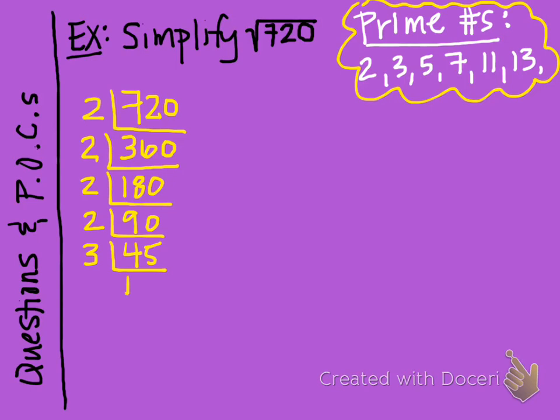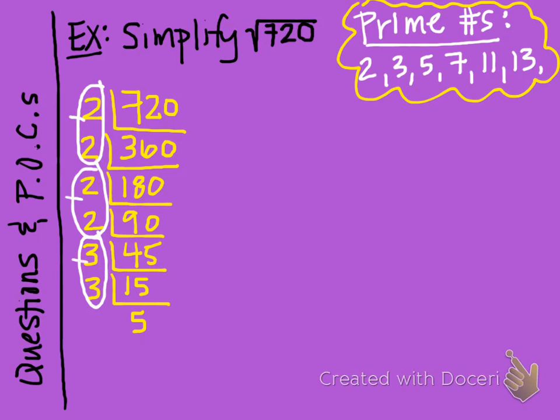3 will go into 45 15 times. 3 will go into 15 5 times. Now since 5 is prime, I'm going to stop there. I'm going to pick a color not red because that was hard to see last time. So now I'm going to look at these outside numbers and we're going to pair up any pairs that we have. I'm going to circle them. I've got a pair of 2's, I've got another pair of 2's, and I've got a pair of 3's. So remember, I'm going to count each one of these one time each. So I've got 1, 2, another 2, and a 3.